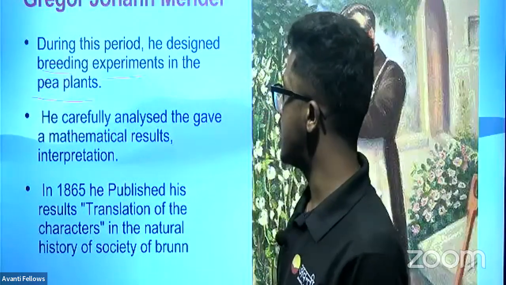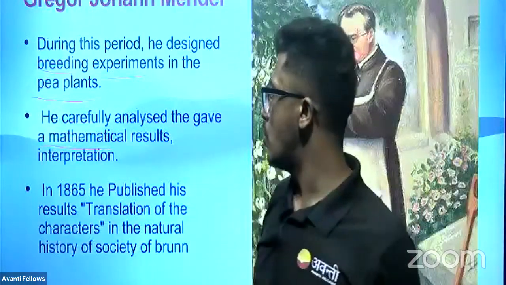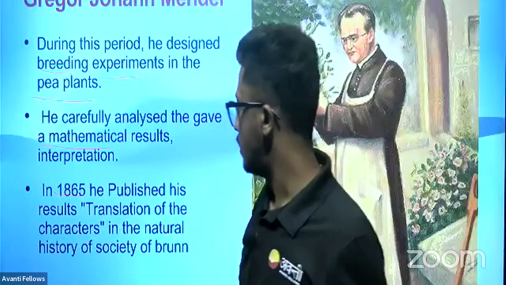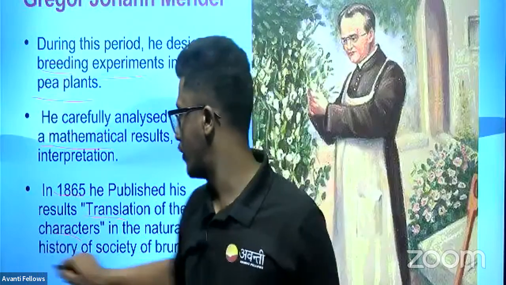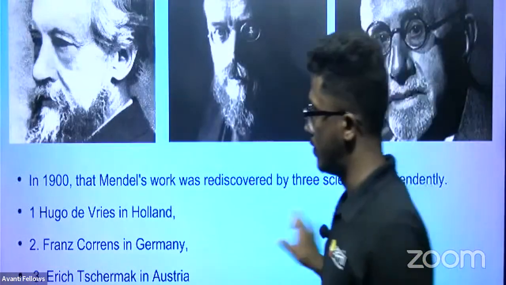He interpreted all this data mathematically. Now, in 1865, he published all his results, what I discussed, in the Transactions of the Natural History Society of Brunn. So, see, look here.